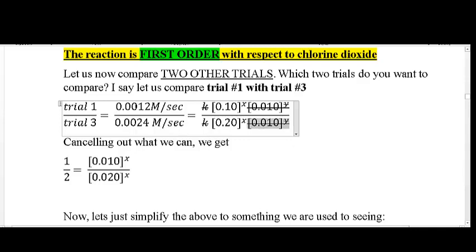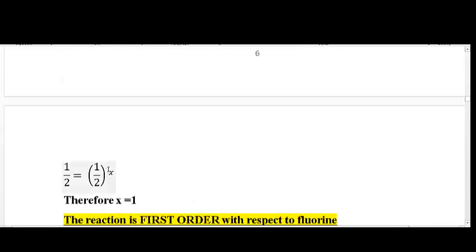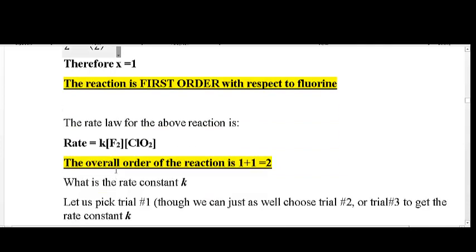All right, so 0.0012 divided by 0.0024 is 1/2. And 0.10 divided by 0.20 to the power of x. I kind of grouped this under the exponent x. So 0.010 divided by 0.02 is 1/2. So I'm getting 1/2 equals 1/2 to the power of x, and x is equal to 1. So with respect to fluorine, this is a first order decay as well. So plugging all those terms in, we get our rate, and it's going to be this, okay? And the overall order of the reaction is 1 + 1 is 2. All right, so this exponent is 1.